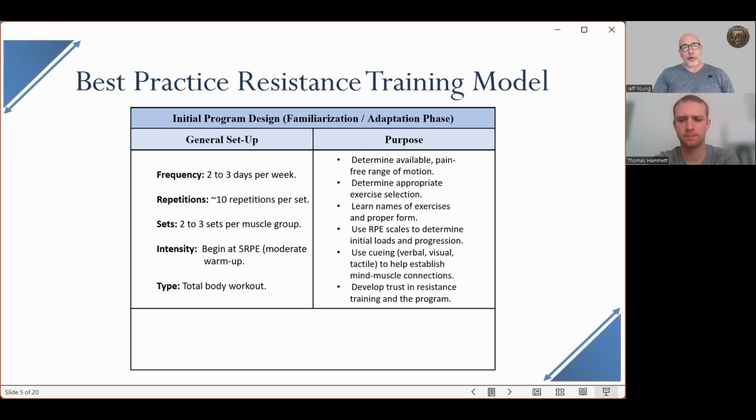And then a primary difference between this familiarization phase and PTs is that we're doing a total body workout, whereas with a PT they're obviously limited to certain areas of the body. So that's part of the answer to your question. But you also asked me, why is it important? What purpose does it serve?